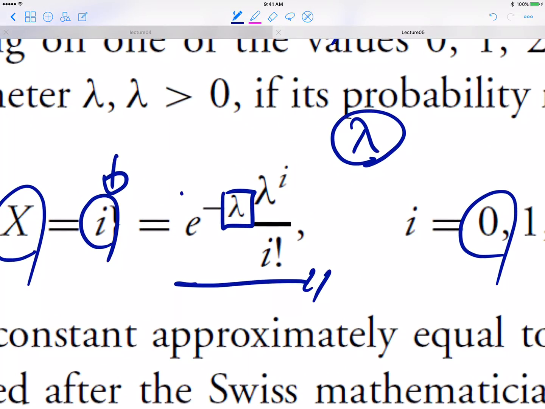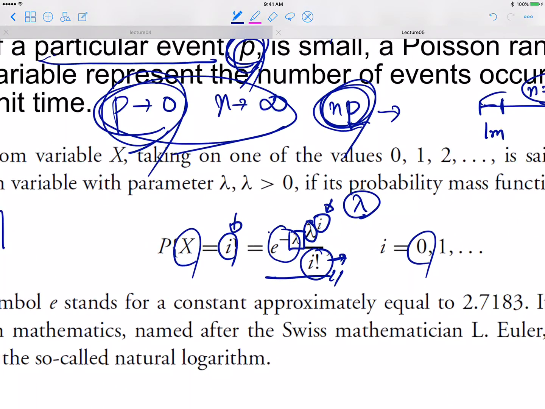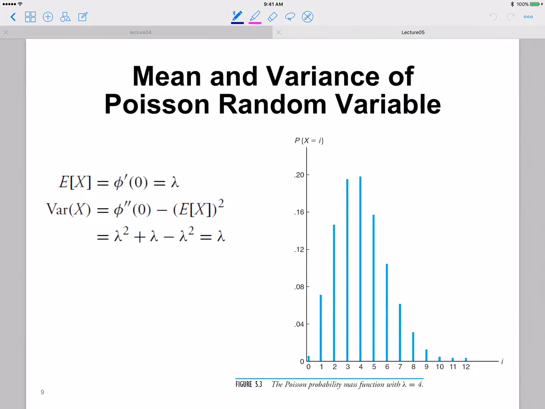And so lambda to the power of i, where i is our random variable value, and this part is a constant. This other part is i factorial, the product of i times i minus 1 all the way to 1. So this guy goes to infinity as i gets larger and larger, and this part will also go to infinity if lambda is more than 1.